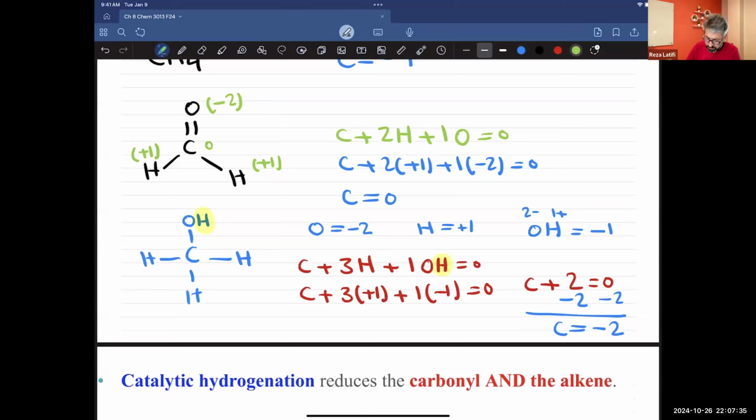Let's prove it again. These are +1, +1, and +1, so we have +3 here. This one is -1. In order to keep it neutral, because we have +2 until now, 3 plus and 1 minus, the carbon must be... forgive me, -2, not +2, -2, because we have an excess of positive charge.